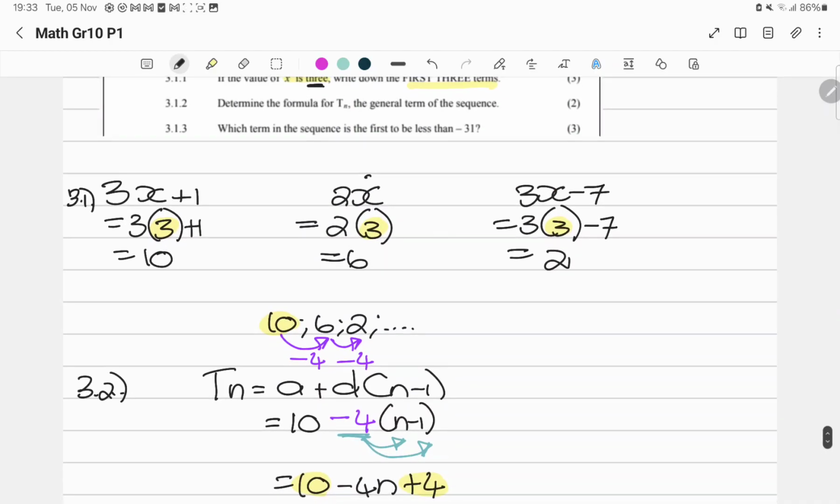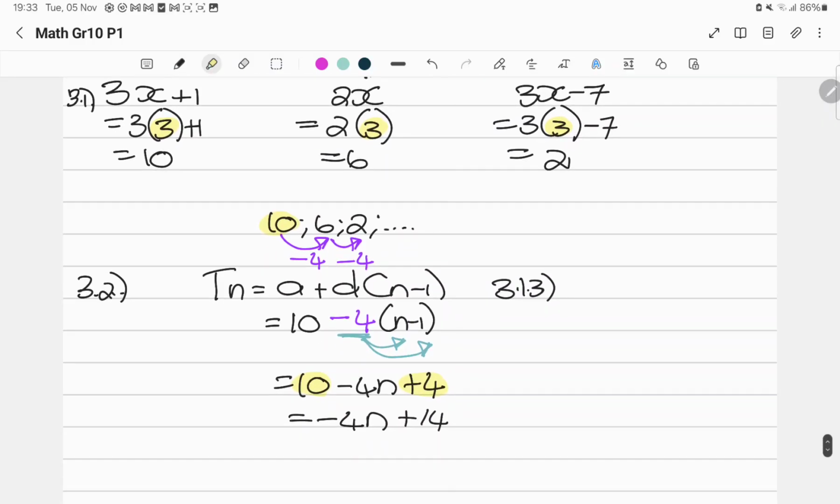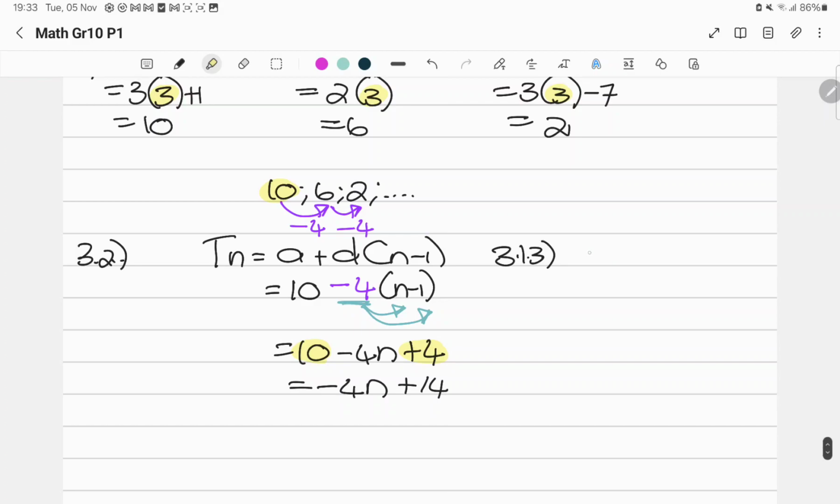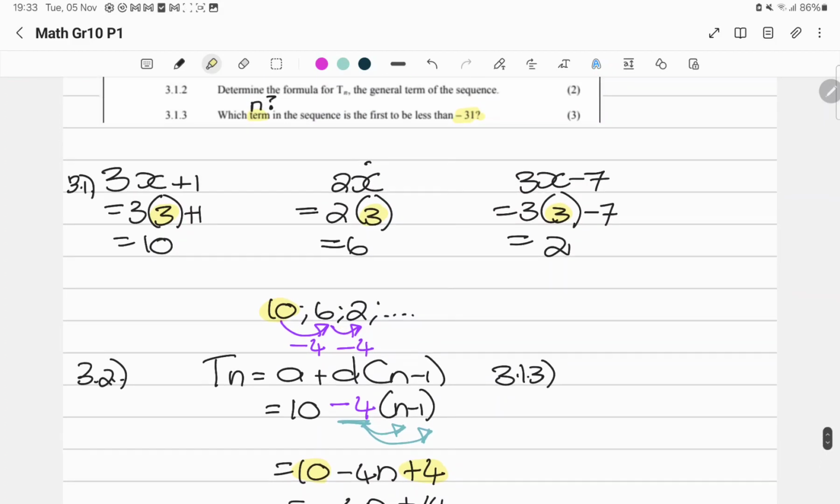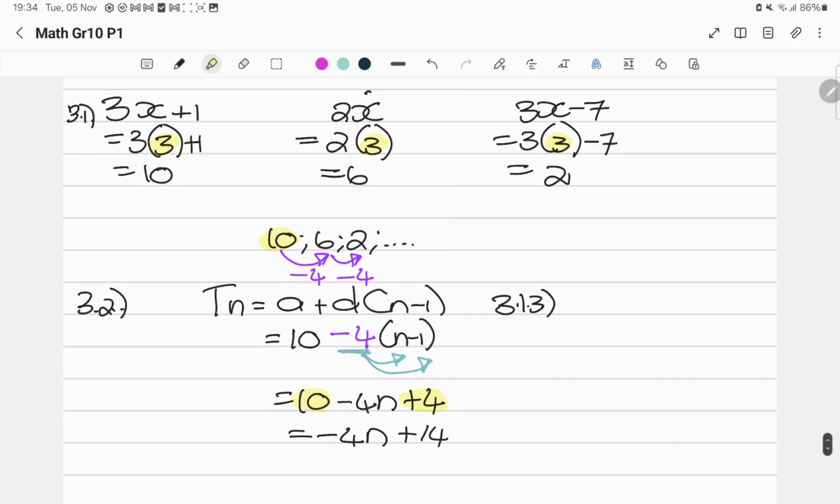Alright, and then question 3.1.3, they ask you which term, meaning what number, in the sequence is the first to be less than negative 31. So I go back to my formula, which is minus 4n plus 14. They say, what will be the first term less than negative 31? So it's going to be minus 4n plus 14 less than negative 31.